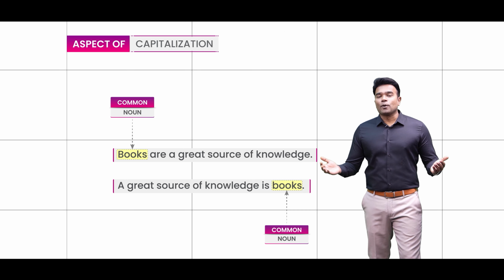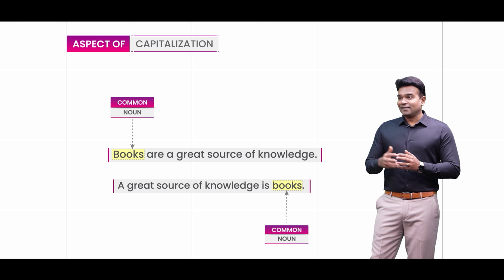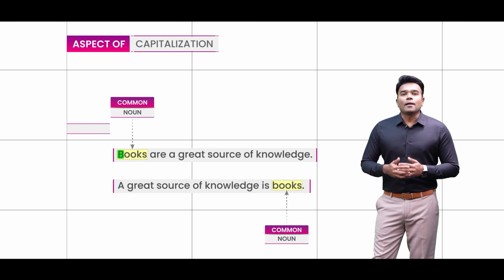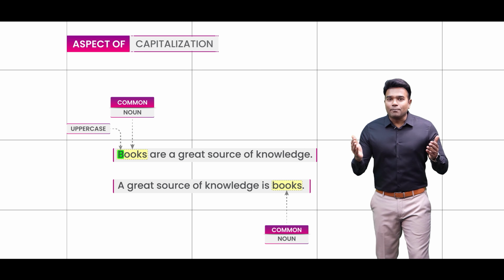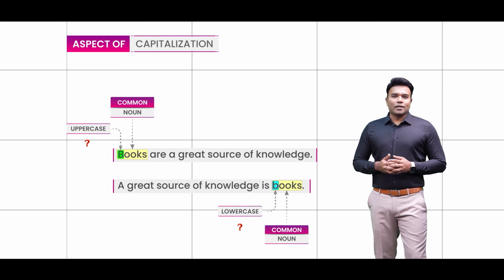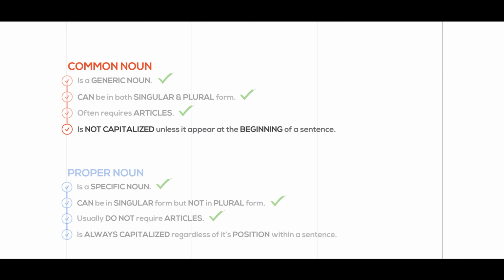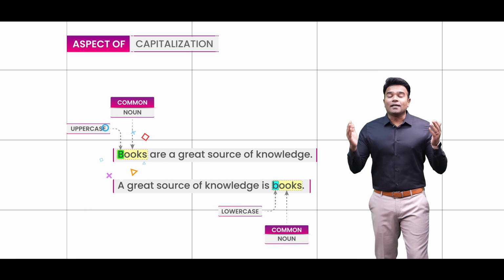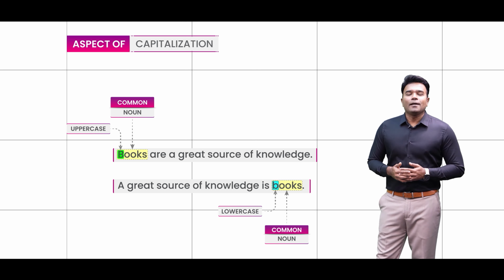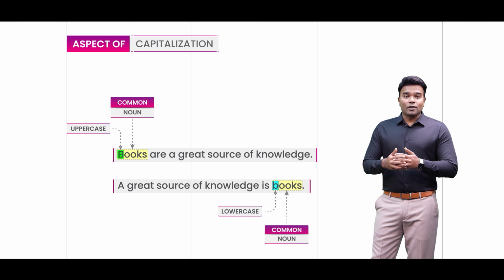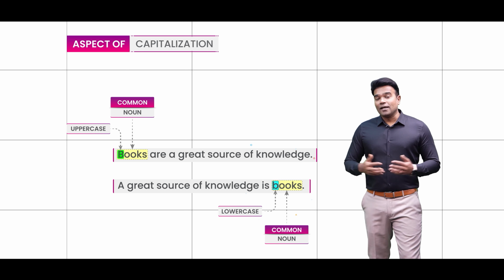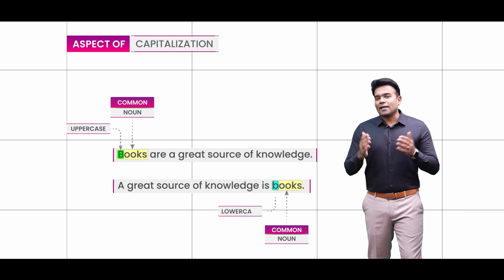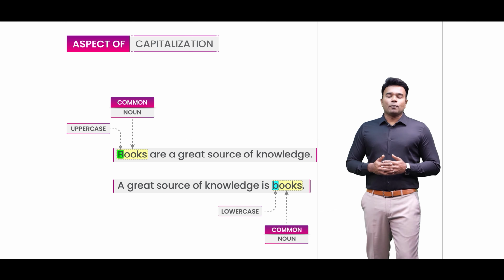But what I really want you to notice is that in the first sentence the B of books begins with a capital letter, but in the second sentence the B of the books begins with a small letter. And why is it so? Well, that is what I wanted you to understand, that common nouns happen to be such nouns that are not always capitalized. No doubt they are capitalized only if they are going to be coming at the beginning of the sentence, as in this case. But just in case it is not present at the beginning of the sentence, if it is somewhere in the middle or even at the end of the sentence like this, it will always begin with a lowercase letter. I'm sure I have been able to communicate this to you.